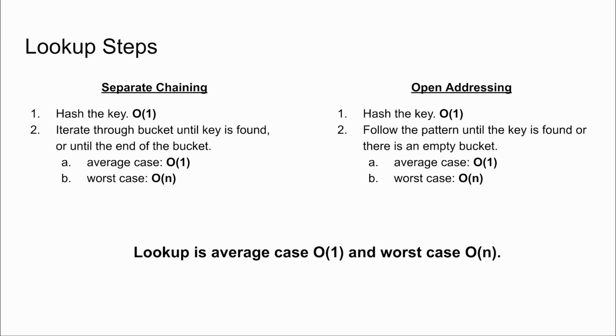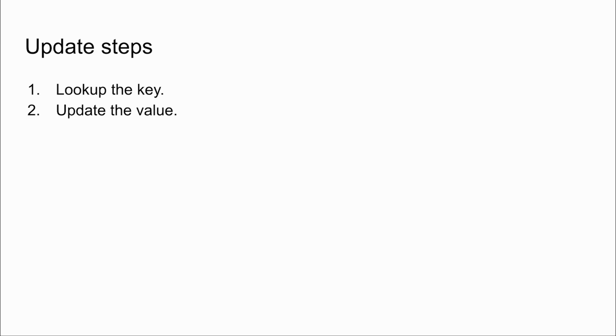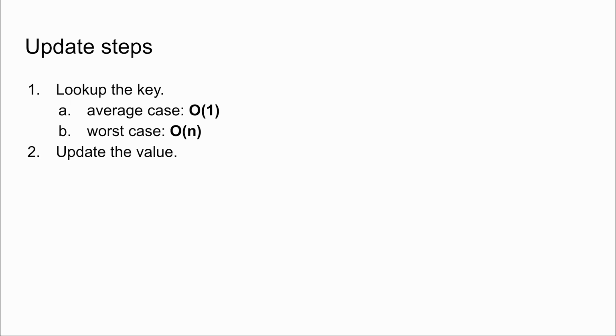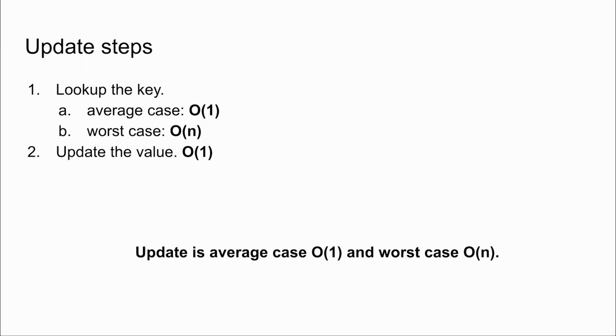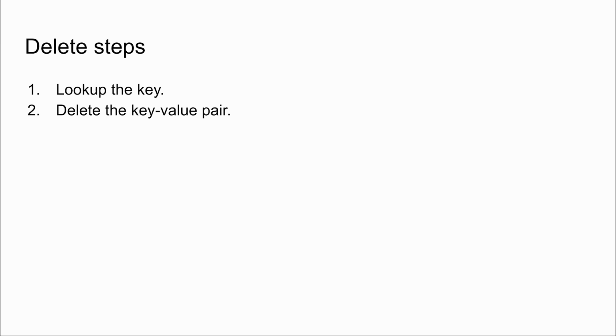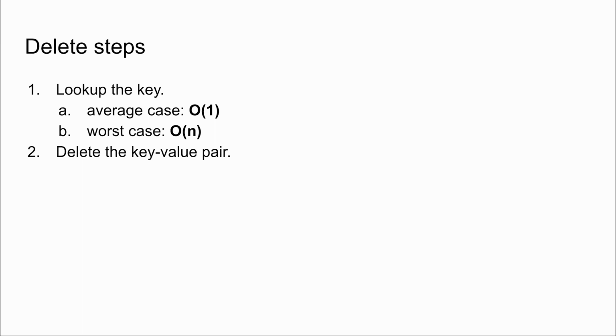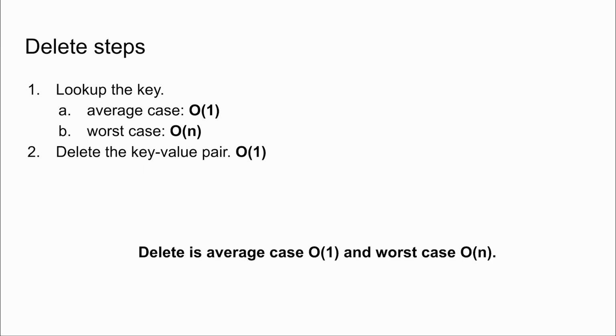Now that we have analyzed lookup, the rest of the operations are really easy. For update, we look up the key and then we update the value. We know that lookup is average case O of 1 and worst case O of n, and updating the value is O of 1. Then, update is average case O of 1 and worst case O of n. Delete is very similar. We look up the key and then delete the key value pair. Lookup is average case O of 1 and worst case O of n, and deletion is O of 1. Then, delete is also average case O of 1 and worst case O of n.